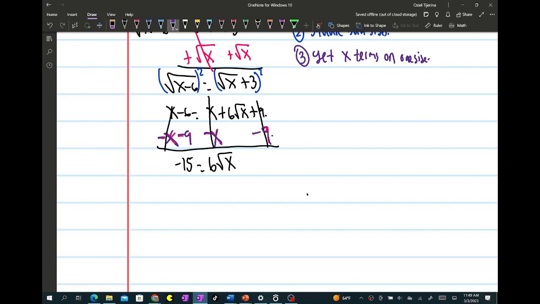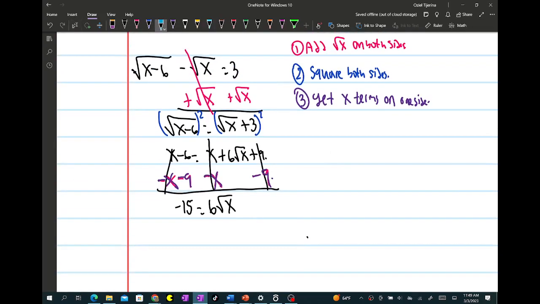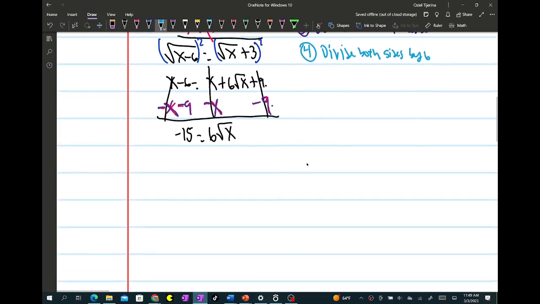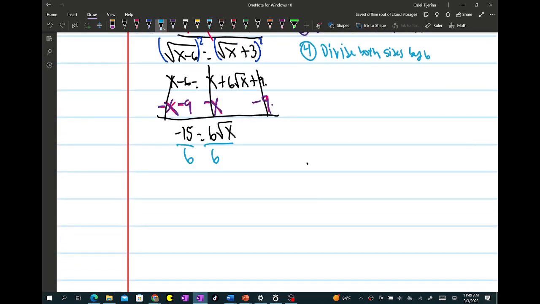Okay, so the fourth thing that we're going to do, number 4, would be to divide both sides by 6 so that we can get the square root of x by itself. And of course, if you reduce negative 15 over 6, if you divide by 3 on top and bottom, you get negative 5 over 2.